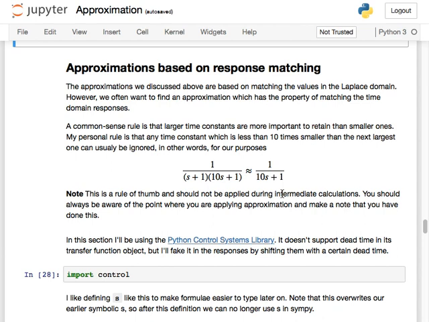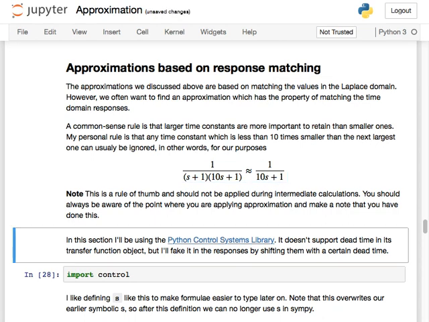If the Laplace transform is really just a way of doing the calculations easier, but we're not interested in the Laplace result, we're interested in the result in time, why don't we just focus on getting the time right? And that is the version that we're going to be talking about next, which is to say we can simply match the response of the system. And there are a couple of rules. The one big rule is that you can easily neglect small time constants. And we spoke about this before.